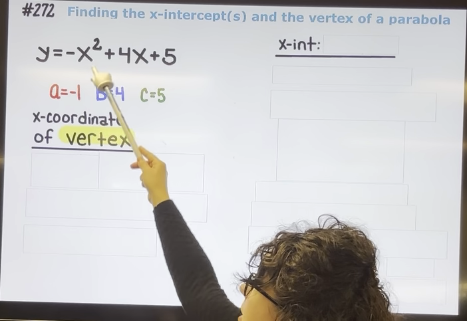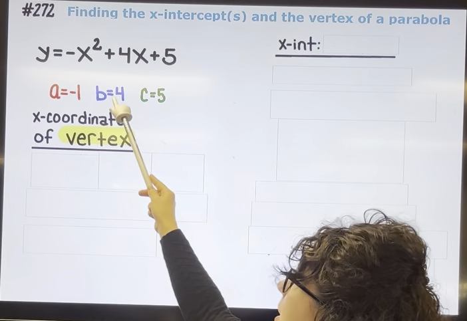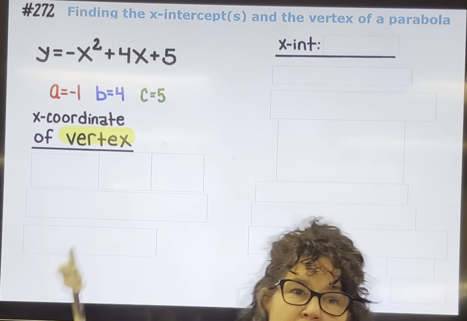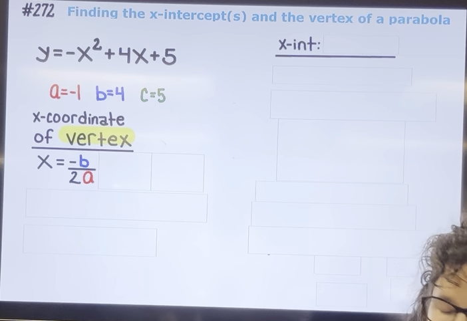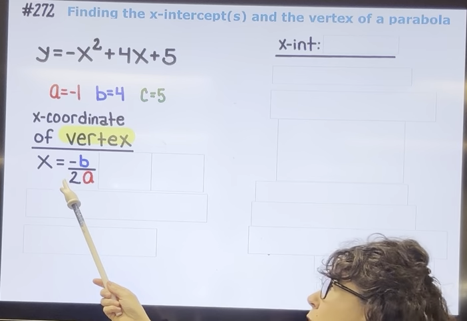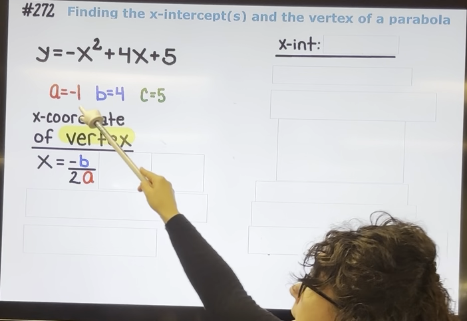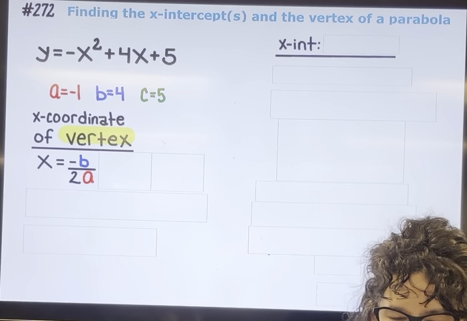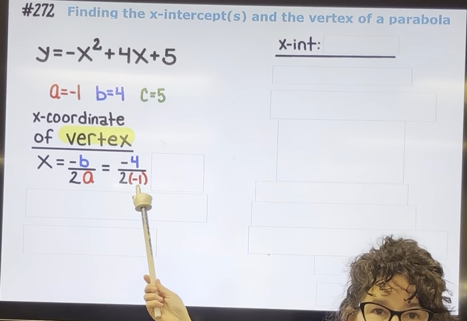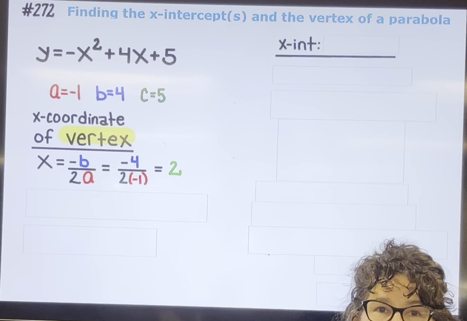The number in front of x squared is a, so that's -1. The number in front of x is b, so we have 4, and the number without a variable is c, which is 5. The formula to find the x coordinate of the vertex is -b over 2a. So we're going to replace the b with 4 and the a with -1. Next, we'll simplify. 2 times -1 is -2, and -4 divided by -2 is +2.